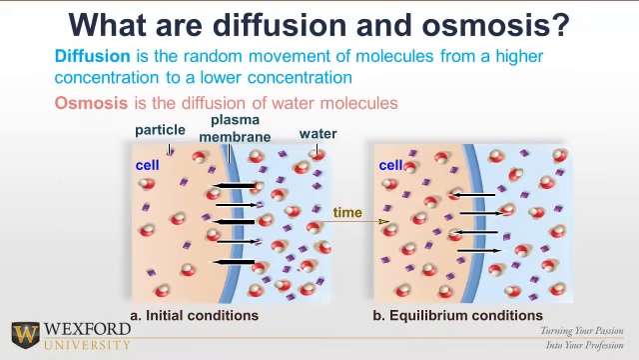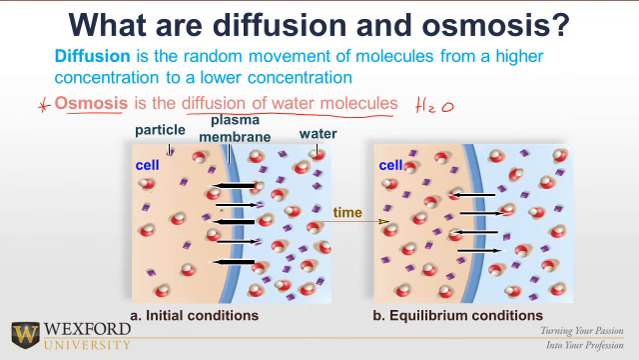Okay, so let's look at each one of these. So once again, diffusion is the random movement of molecules from a higher concentration to a lower concentration. And we're looking at, once again, the difference between diffusion and osmosis. So osmosis is specifically the diffusion of water molecules. That's the important thing with osmosis, it's all about H2O. Okay? So over here, once again, we have a plasma membrane, and we have particles on the inside, and we have the same particles on the outside, and the little red and white here represents water.